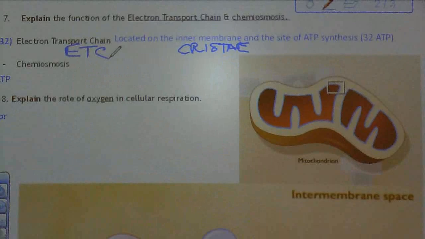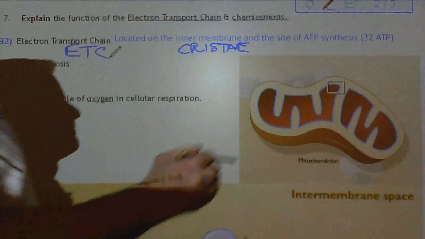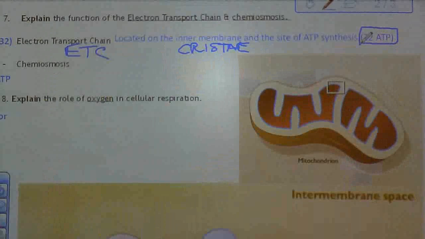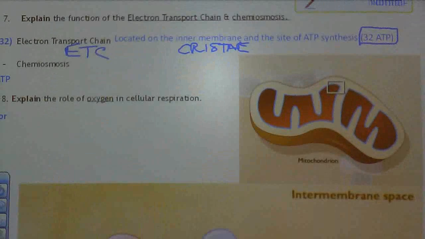Not that ATP is not created anywhere else, but most of it, per glucose molecule, 32 ATP, is being created on the ETC. That's quite a bit. That's over 80% of the ATP being made in the process of cellular respiration, all being made on the inner membrane.